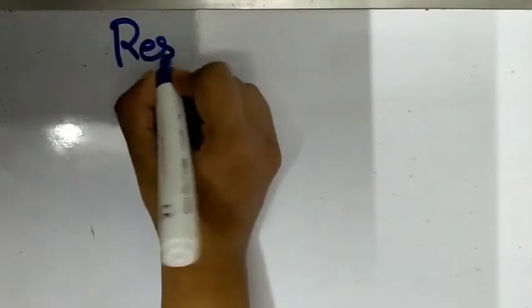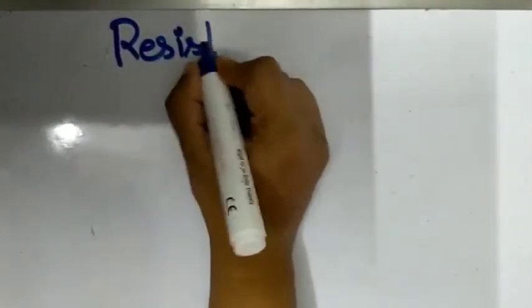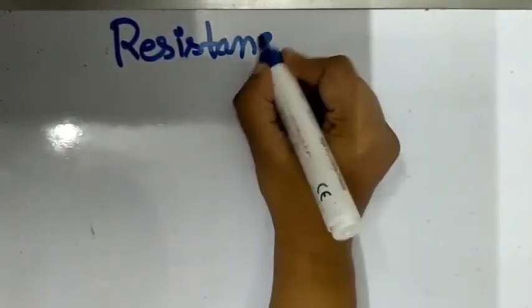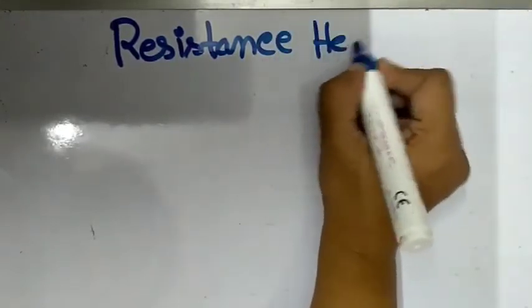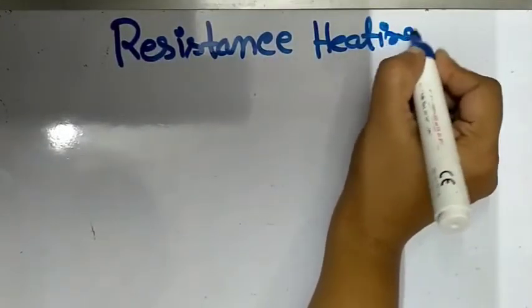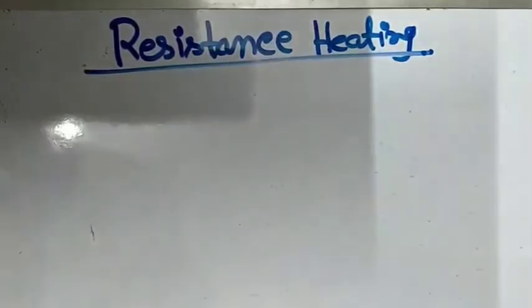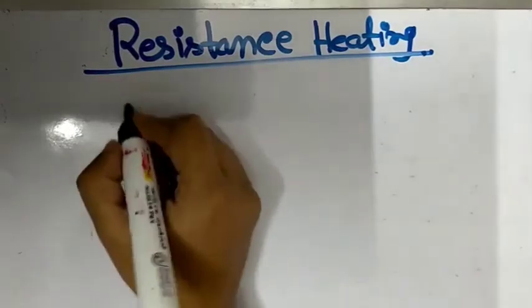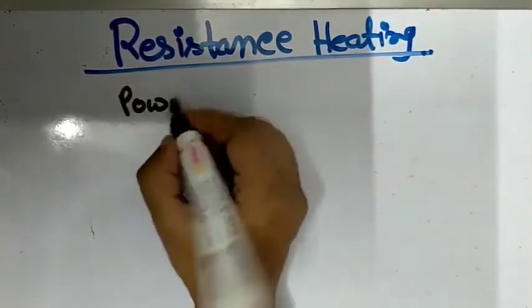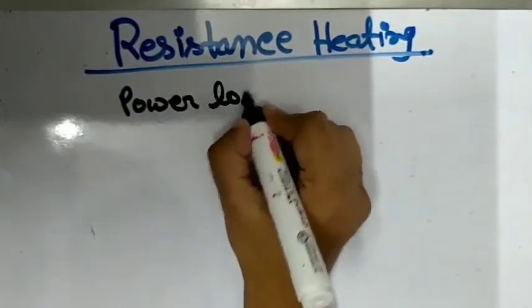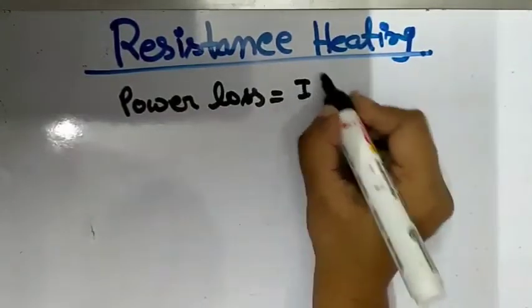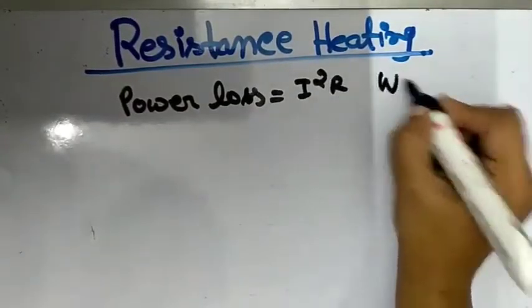Resistance heating. Now, when electric current passes through a resistance, power losses take place therein, which appear in the form of heat. So, power loss is equal to I square R watt.